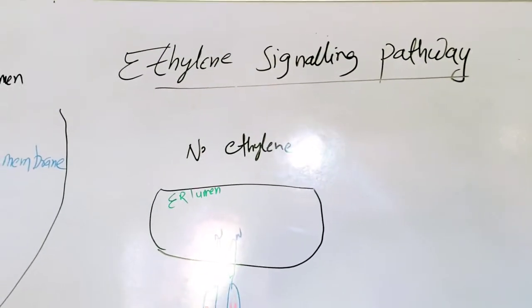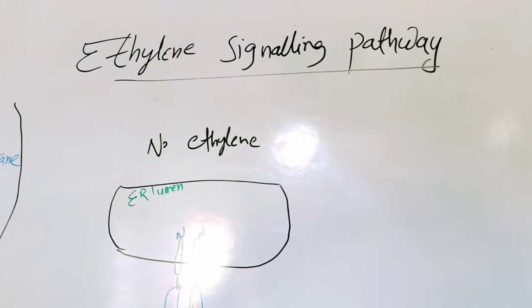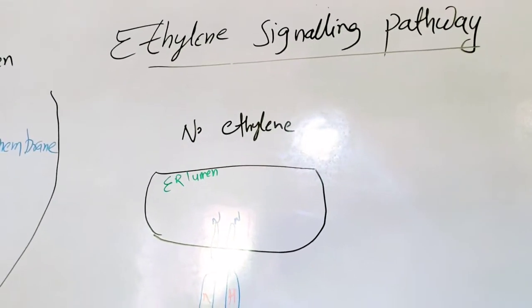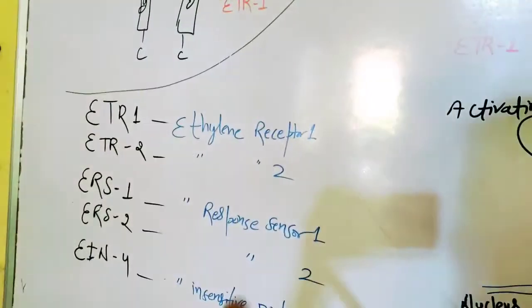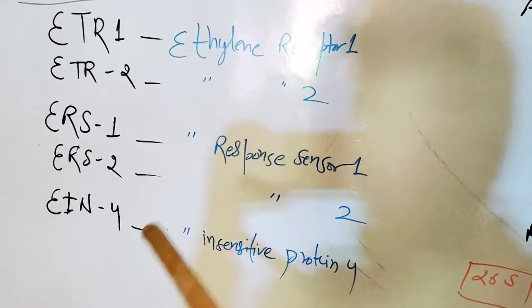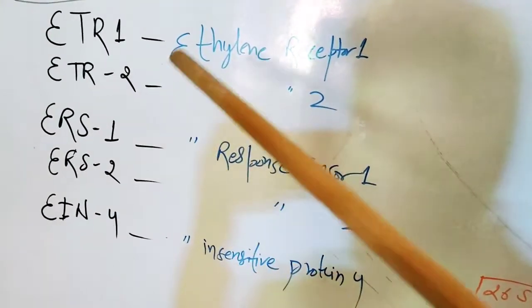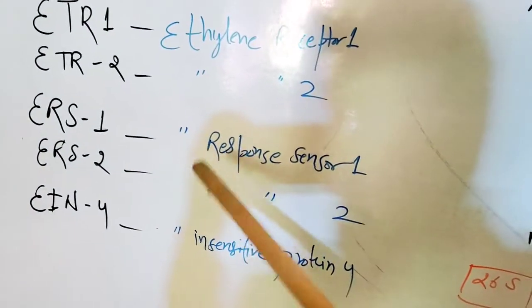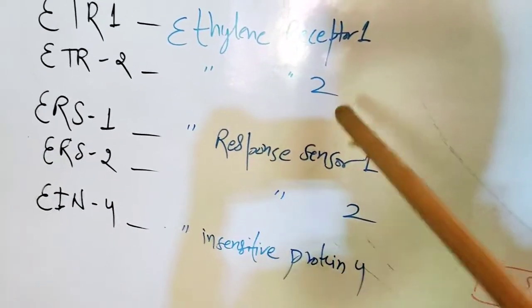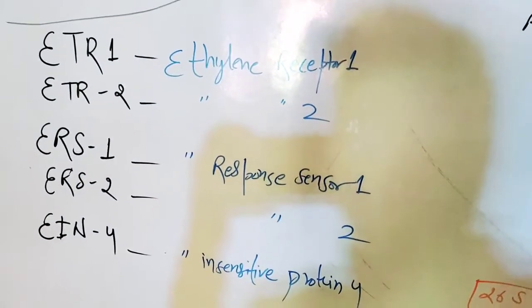First of all, you need to know that ethylene binds to membrane-bound receptors. First of all, you need to know what kind of receptors have been found in the Arabidopsis plant family. So there are five kinds of ethylene receptors present. As you can see, ETR1 is ethylene receptor 1, ETR2 is ethylene receptor 2, ERS1 is ethylene response sensor 1, and ERS2 is ethylene response sensor 2, EIN4 is ethylene insensitive protein 4. So these are all receptors of ethylene.